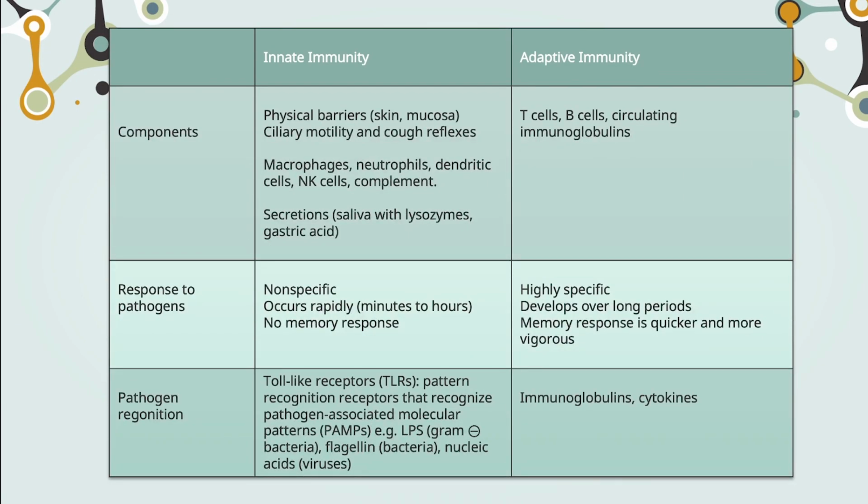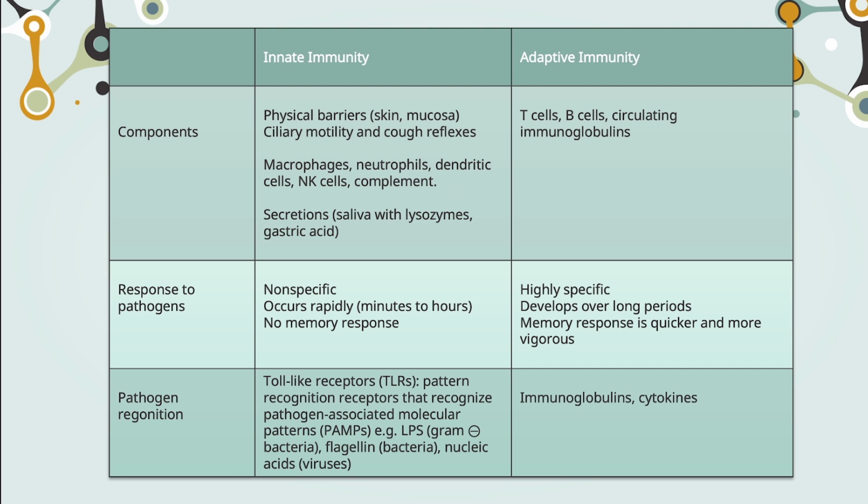So let's start with innate versus adaptive immunity. So what is innate immunity? Innate immunity is nothing but our body's defense mechanism against all the pathogens that we encounter from minute to minute in our daily life. So, why do you think we don't get upper respiratory tract infection all the time? Or why do you think we don't get skin infections all the time? It's because we have these innate immunity components such as physical barriers, for example, skin and mucosa. And we have ciliary motility and cough reflexes, which prevent us from getting infected by inhaled pathogens.